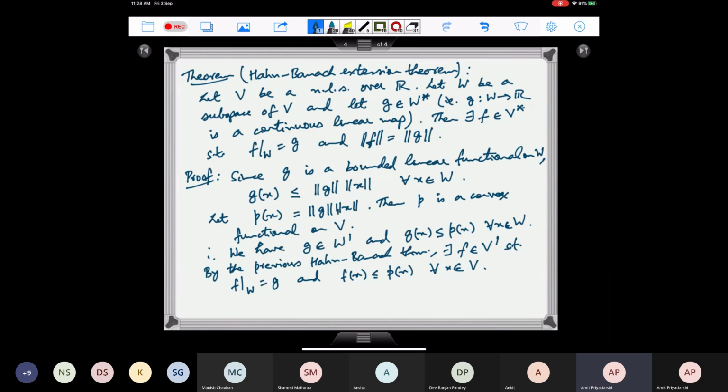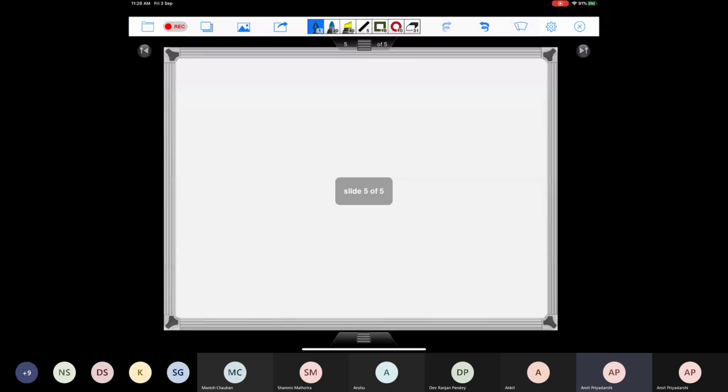So now we have to see that this will imply that F is a bounded linear functional. So how do we get that F is a bounded linear functional? This is only saying that we have a linear functional which is an extension of G, and Fx is less than or equal to P of X. So what does this imply? Fx is less than or equal to Px for all X in V.